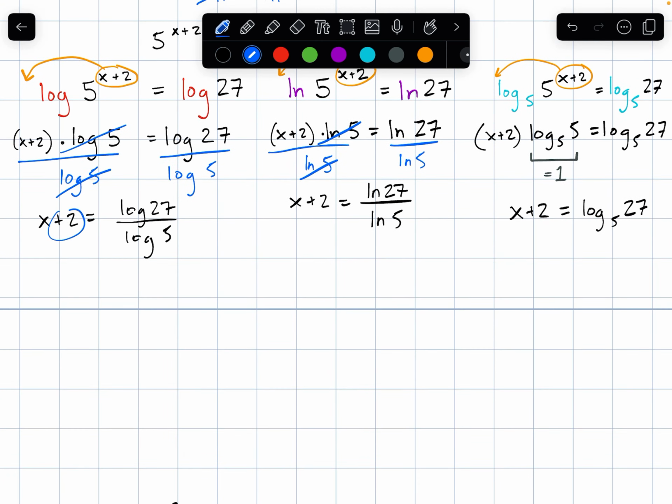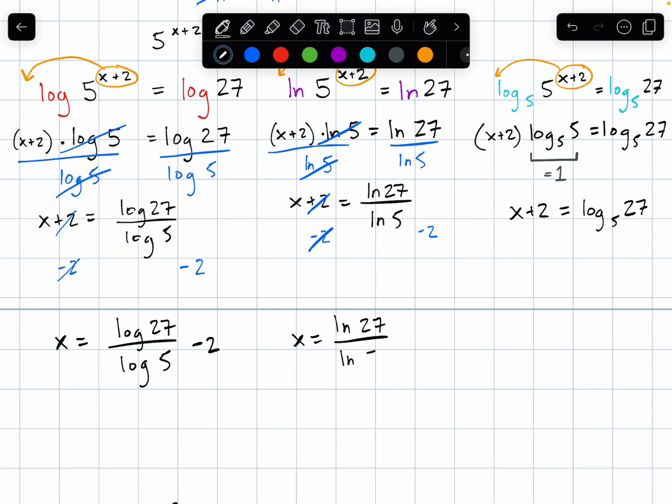Last thing I have to do is I just have to move this 2 over to the right side. So what I'm going to go ahead and do is subtract 2 on both sides. And that's going to give me x equals log of 27 divided by log of 5 minus 2. Over here, we're going to do the same thing, subtract 2 on both sides. That's going to give me x equals the natural log of 27 divided by the natural log of 5 minus 2. And then lastly, same idea, we're going to subtract 2 on both sides. And so we get x equals log base 5 of 27 minus 2.